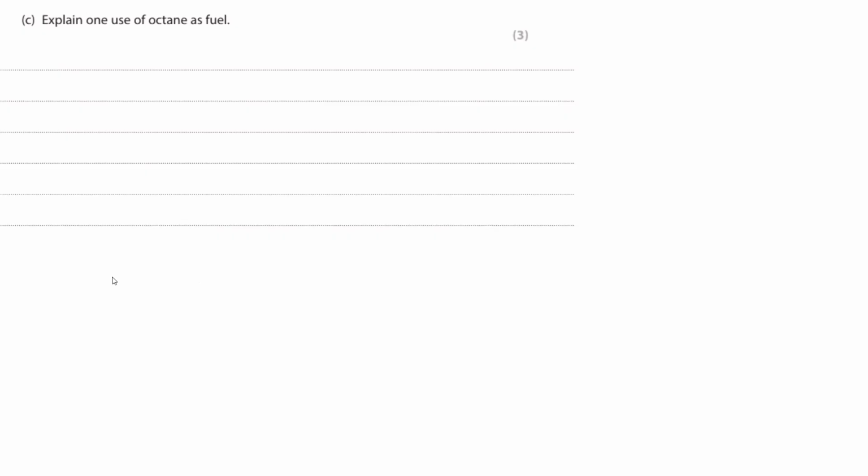Explain the use of octane as a fuel. We know it. It is used as petrol for vehicles. But they say that it is 3 marks. So we have to explain that a little bit. So we can write: octane can be used as petrol for cars, or we can call it vehicles.